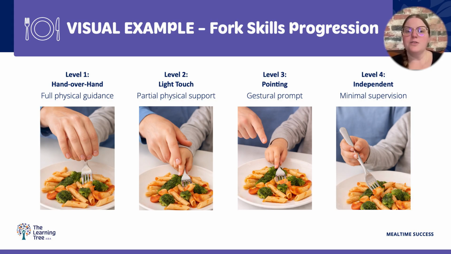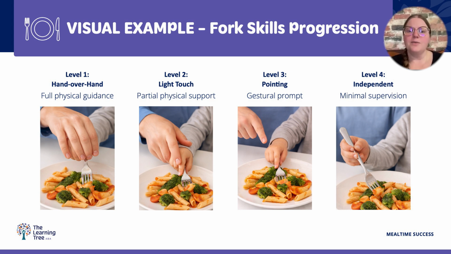On level 2, we're going to use more of a light touch. We call this the partial physical support. As you can see, the adult's hand is drawn back a little bit more. Hopefully now the child is grasping the fork a little more comfortably, and the adult can help the child bring it to the plate, help them stab the food, and very lightly guiding them.